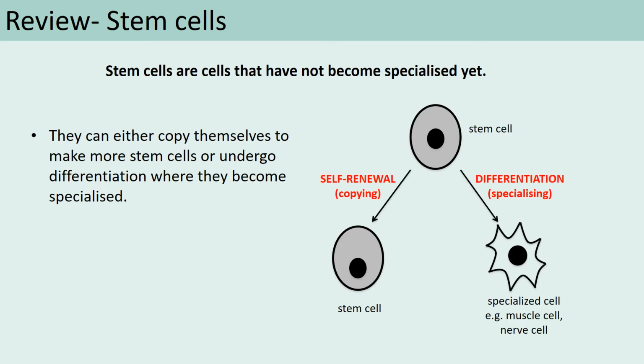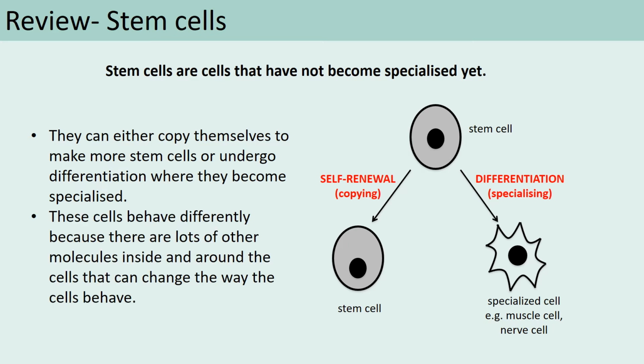So here is a picture illustrating that. You've got the self-renewal where it's just making another stem cell, but one of those daughter cells has differentiated, so it's become a specialized cell, such as a muscle cell or a nerve cell. These cells behave differently because there are lots of other molecules inside and around the cell that can change the way the cells behave. So that's just talking about those specialized cells. Each one is very different depending on what its function is.